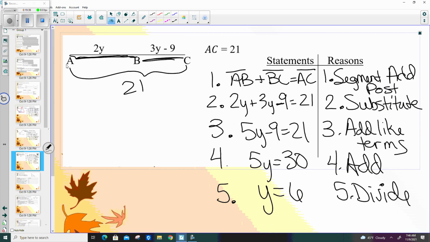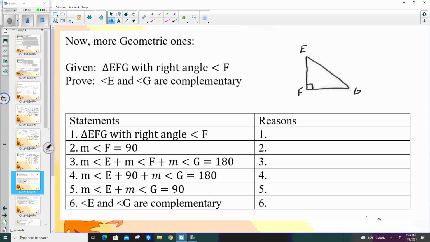The first step is the geometry one. But what we're going to do now is move to almost all geometry. And that's where we're heading throughout this entire chapter. So we are given triangle EFG with a right angle, angle F. We're trying to prove that angle E and angle G are complementary. What's complementary mean?